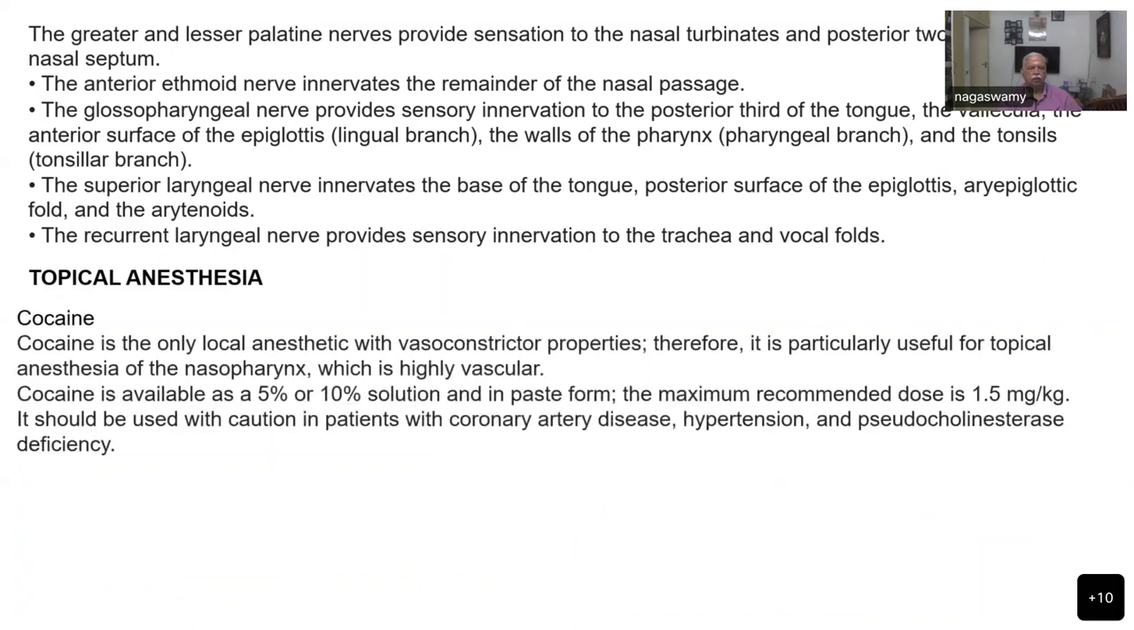So earlier it was cocaine which was popularly used, which also had a vasoconstrictor property apart from being a very good local anesthetic agent, and that was the first local anesthetic agent to be identified. Who identified the cocaine usage? And in which surgery was it used?